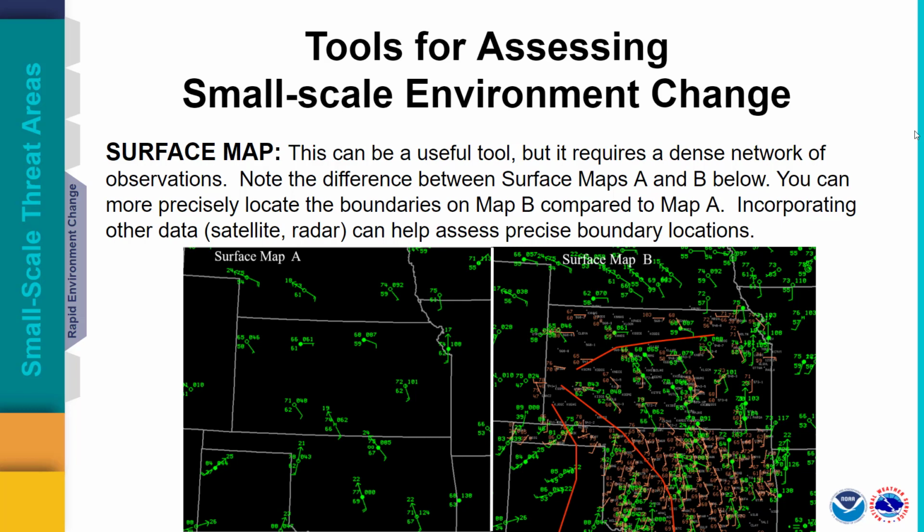Note the difference between surface maps A and B below. You can more precisely locate the boundaries on map B to the right compared to map A. Incorporating other data, such as satellite and radar, can help assess precise boundary locations.